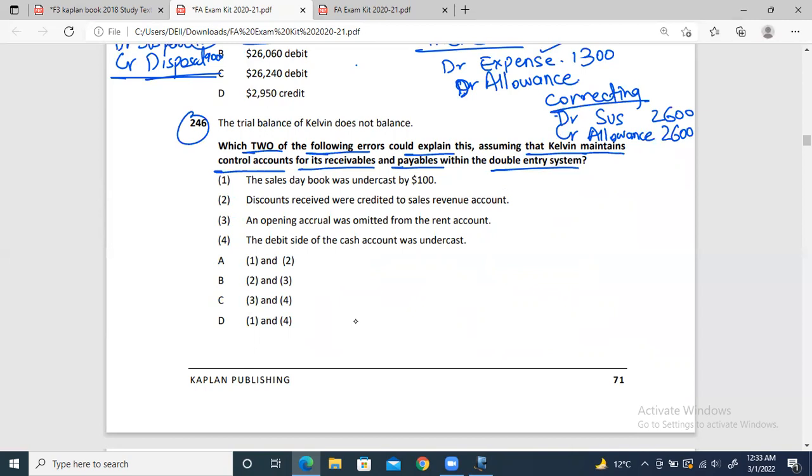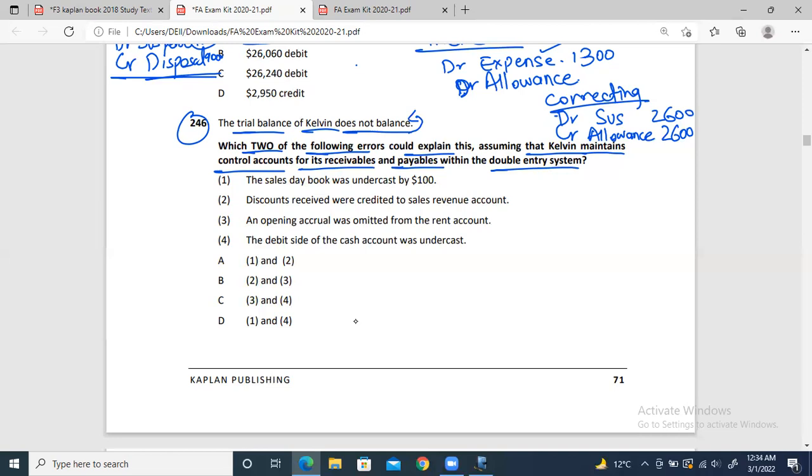Let's see. The trial balance of Kelvin does not balance. Okay, so again, let's read. Which two of the following errors could explain this? We have to select only two. So we have to tell which two of these four errors actually cause an imbalance in the trial balance, because there is an imbalance, right? You can see this statement. Okay.